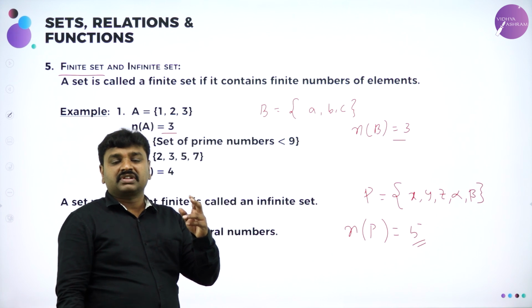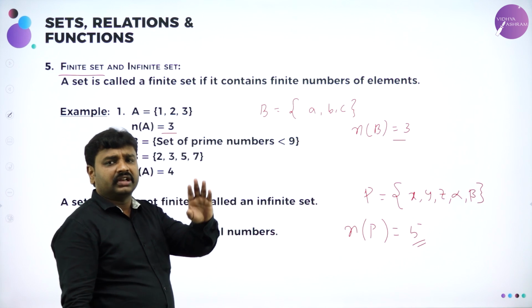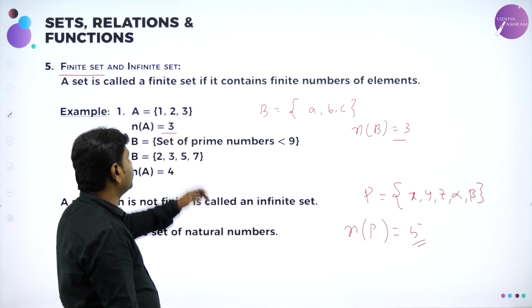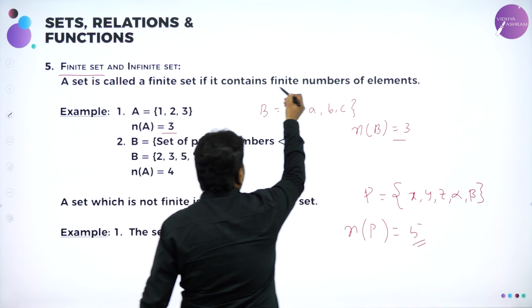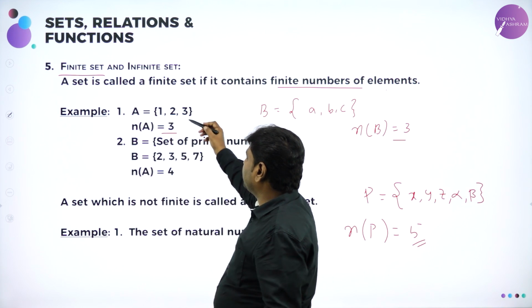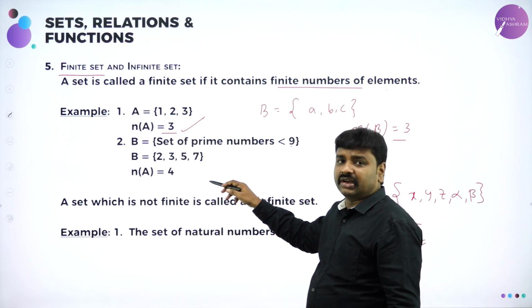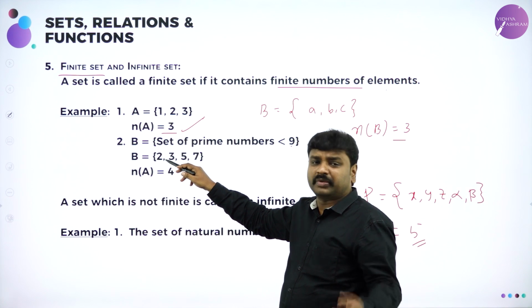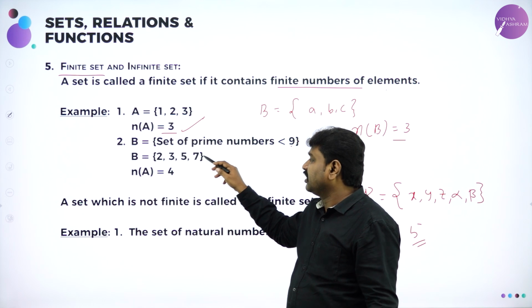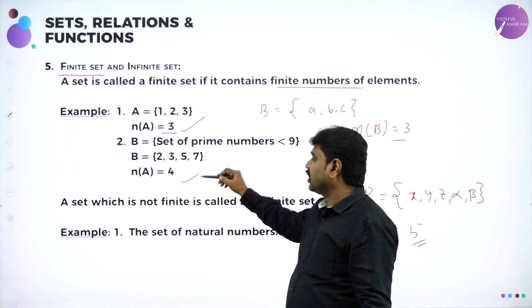The set of natural numbers less than 10, 1 to 9, is also a finite set. Finite set means what? A set which contains a finite number of elements. For example, A is equal to {1, 2, 3}. It contains 3 elements. The set of prime numbers less than 9. What are the prime numbers less than 9? 2, 3, 5, 7. So we have exactly 4 elements.